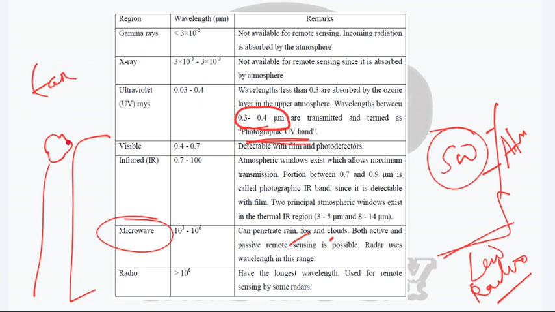But microwave remote sensing gives the best results. Earth movements, plate tectonics, all these things can be studied by microwave. All the other waves cannot do that. So microwave remote sensing requires a very high level of skill to study.